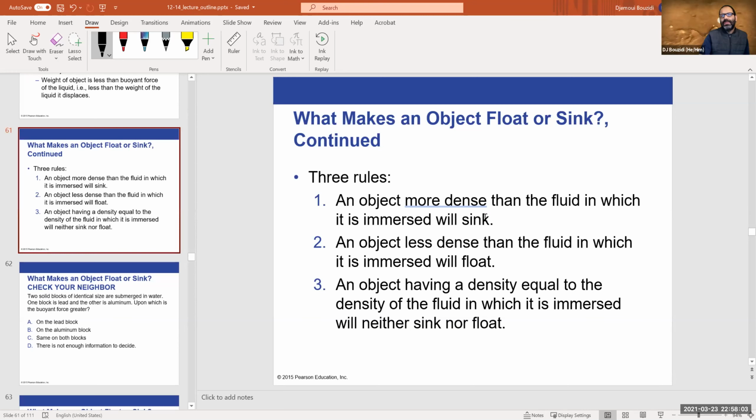So again, 3 rules. An object more dense than the fluid in which it is immersed will sink, like for example iron. An object less dense than the fluid in which it is immersed will float. An object having a density equal to the fluid will neither sink nor float, okay? So this is actually a good way of measuring density, okay?